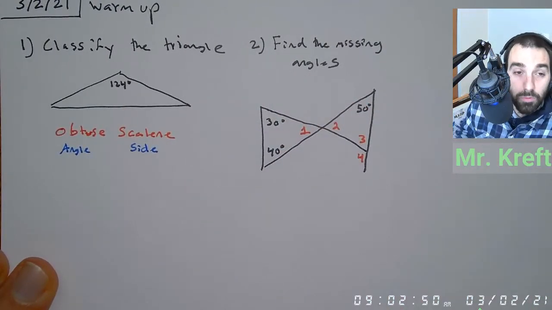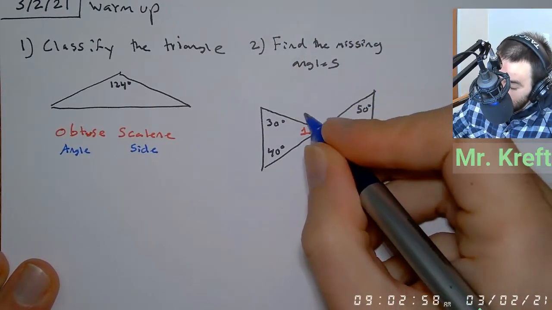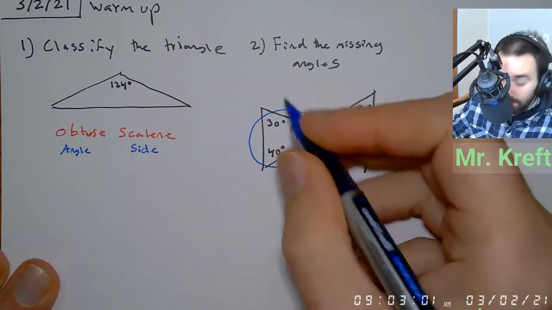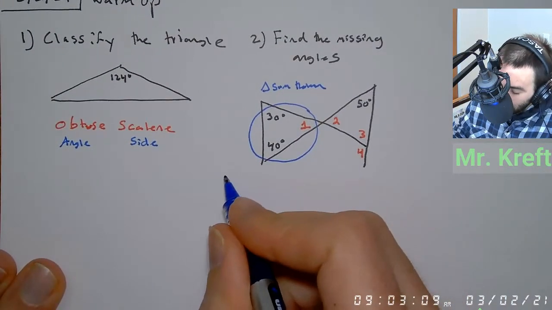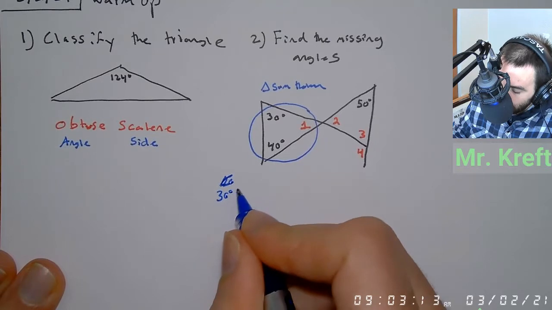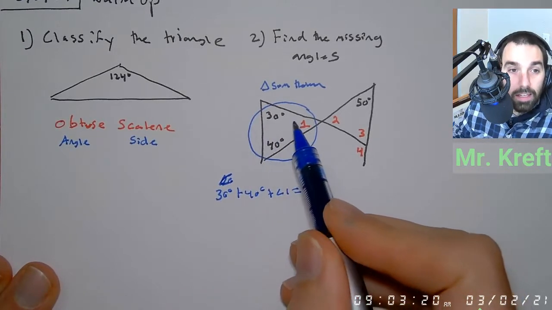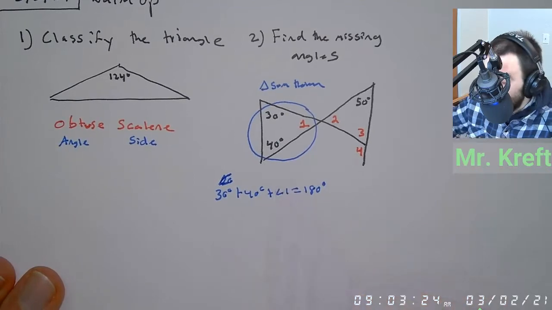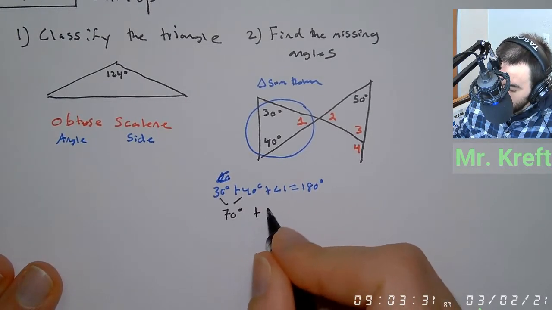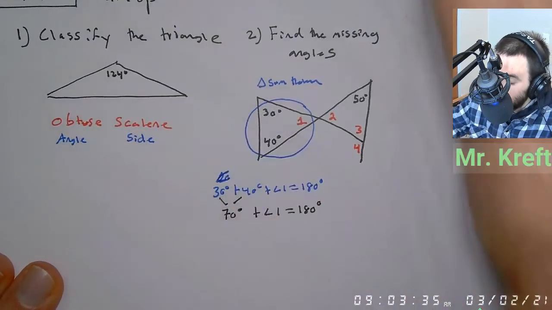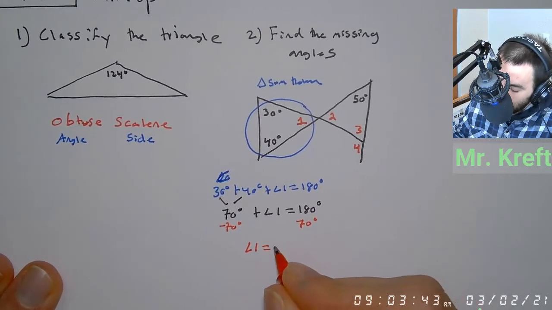Then for finding the missing angles, there were problems just like this on your homework. If I take a look at angle 1, all of these are going to add to 180. This is the triangle sum theorem that we talked about last class. So I'm going to do 30 degrees plus 40 degrees plus angle 1 equals 180 degrees, because all the angles in a 2-dimensional triangle add up to 180. We combine like terms, so 30 plus 40 is 70. Then we subtract 70 from both sides, so angle 1 equals 110.